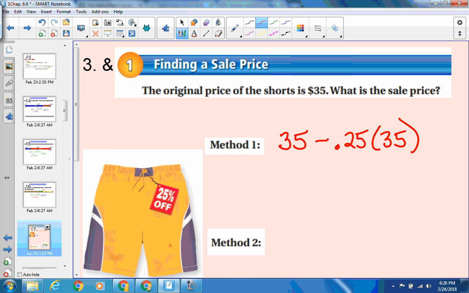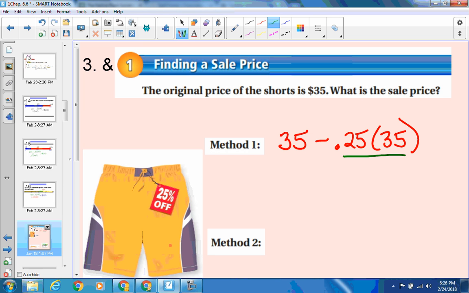That's method one. Remember that you have to do this multiplication first in the order of operations. Then you do 35 minus. Your calculator will do it though, because your calculator's smart if you type that all in one sequence.